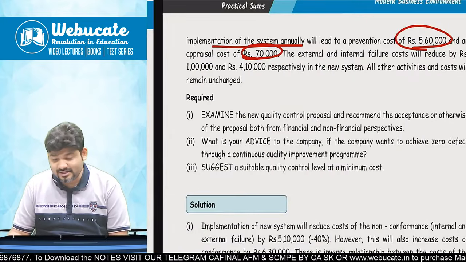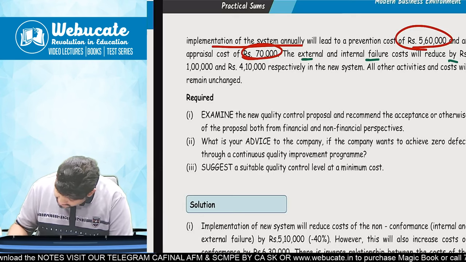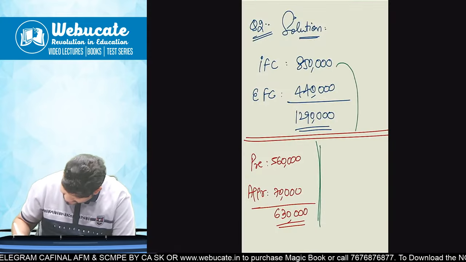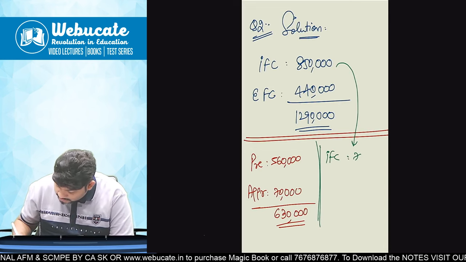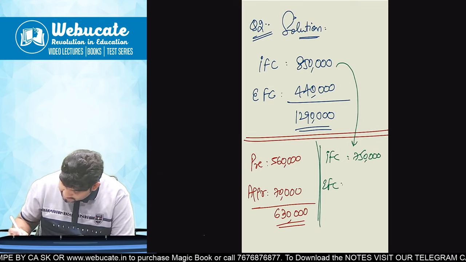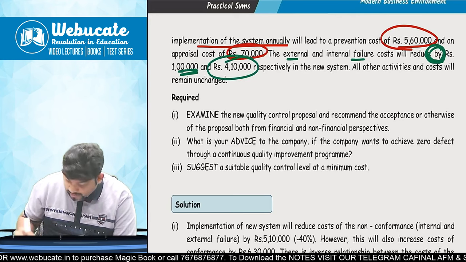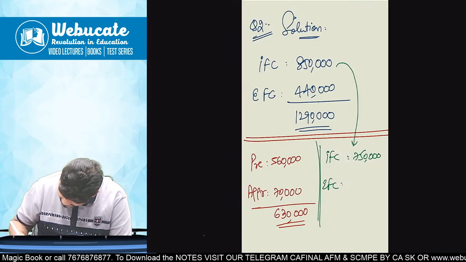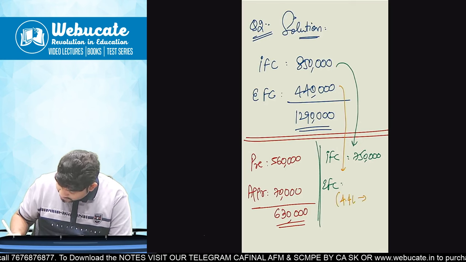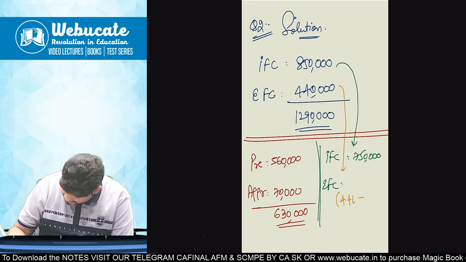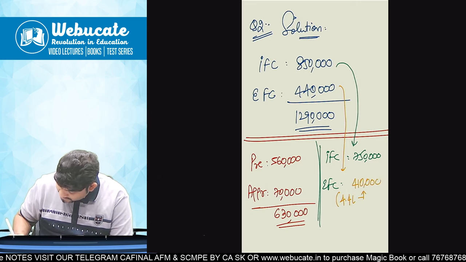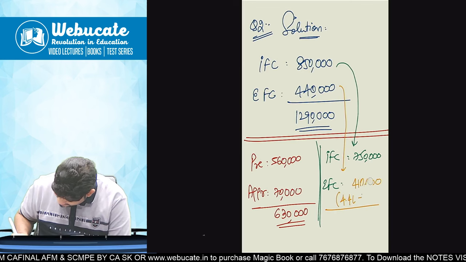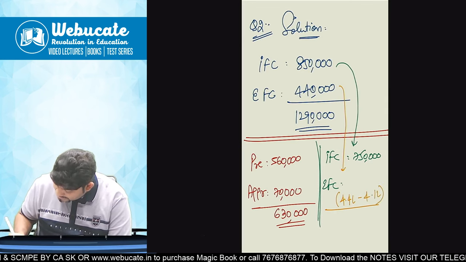Okay. But what has happened? Obviously, the internal failure and external failure will go down. External and internal failure cost will reduce by rupees 1 lakh. By 1 lakh, not 2 lakh. So, internal failure cost will go down from 850 to 750. And external failure cost will reduce by 4,10,000, from 440 to 30,000. So it has gone down by 4,10,000. Oh, wow. It's awesome.